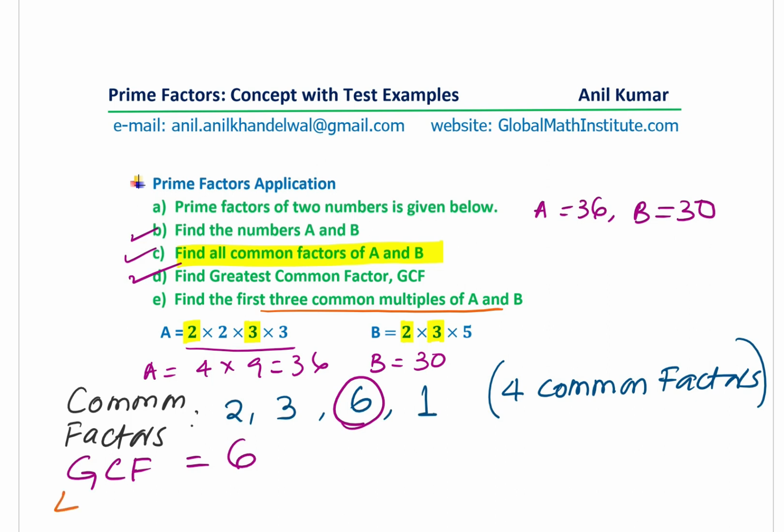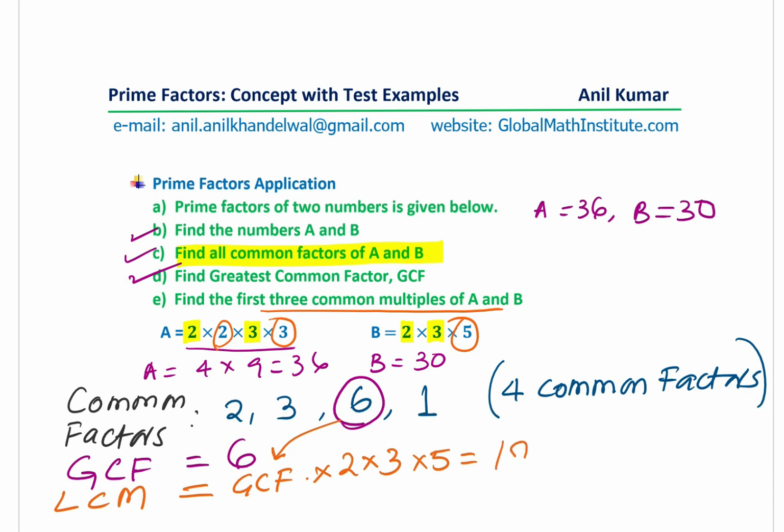So let's start with the LCM, the least multiple, which will be greatest common factor times the numbers which were not used. So the numbers which were not used were 2, 3 from here. So we'll multiply by 2 and 3 and the number 5 from there. So 6 times these numbers. Greatest common factor is 6. So put 6 here and multiply. So 6 times 10 is 60, 180 is your answer. So 180 is the LCM, right?